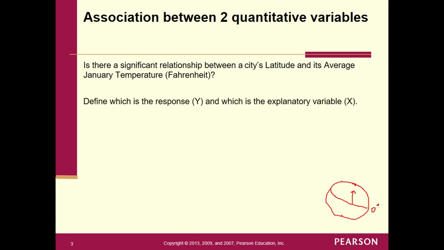So define which is the response variable and which is the explanatory. A city's latitude is doing the explaining. That explains why the average area temperature is what it is, and so average area temperature is going to be the response variable. And so average area temperature is going to get the y.